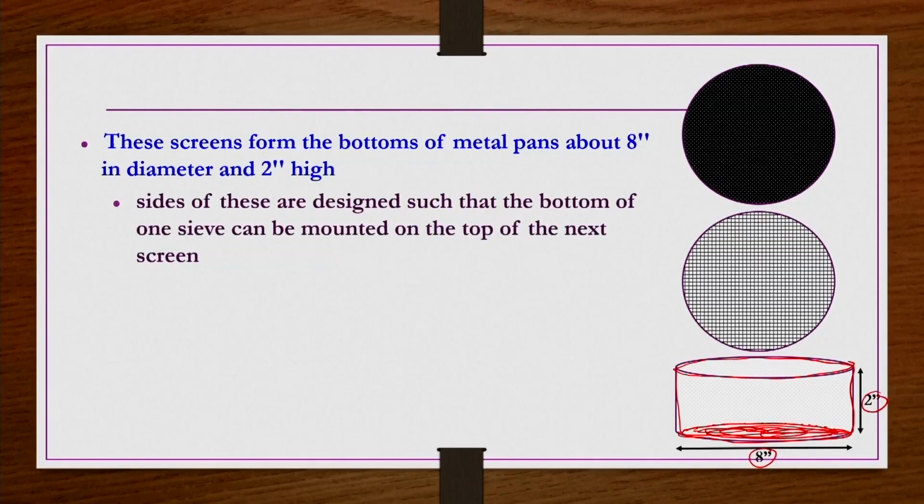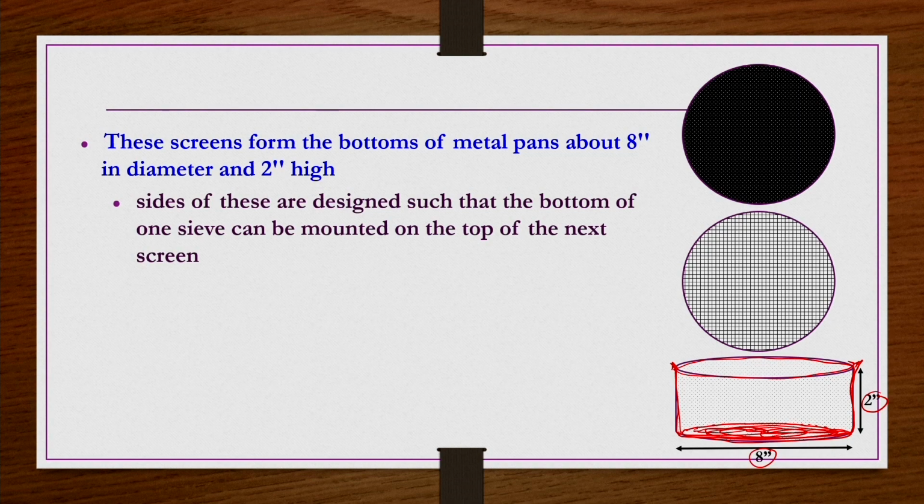Right. So, the opening of each screen is different from the other screen, so that we can do the size separations. Then the sides of these metal pans are designed in such a way that we can place one onto the other, so that the bottom of one sieve can be mounted on the top of the next screen.